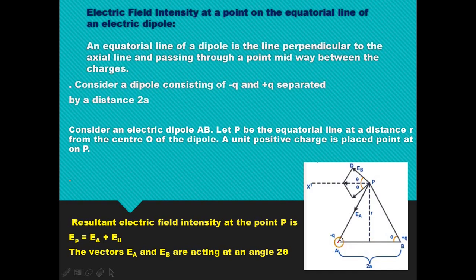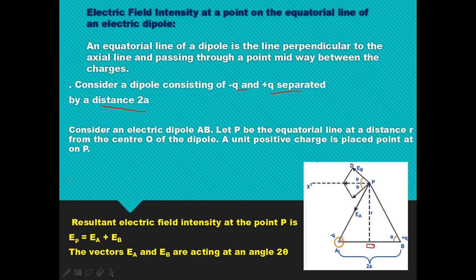Clear? And this is a dipole. This is the axial line passing through the midpoint between the charges. This is the minus q charge, this is the plus q charge, and here is the midpoint O, the center of the dipole. This is known as a dipole and its center is O. Clear, student? Now consider a dipole consisting of minus q and plus q separated by a distance 2a.